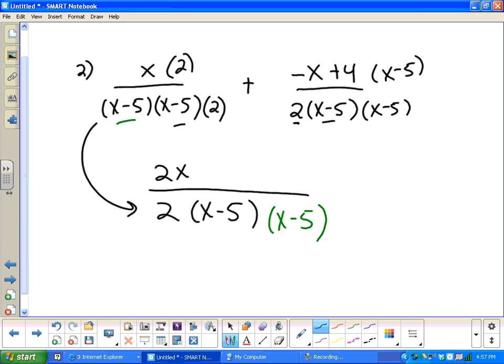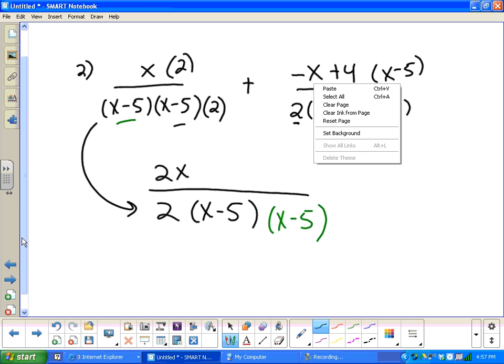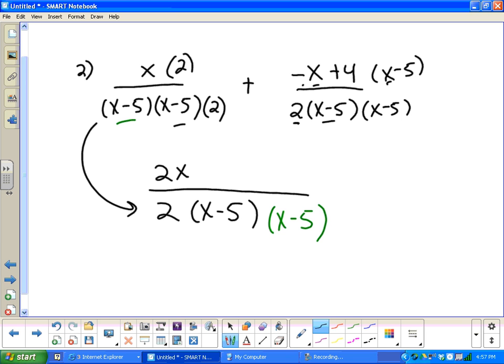So I have to multiply now this negative x plus 4 times x minus 5, and so I'm going to use the full method. So first here, negative x times x would be negative x squared. And then negative x times negative 5 would be positive 5x. And then 4 times x would be 4x. And then 4 times negative 5 would be negative 20.